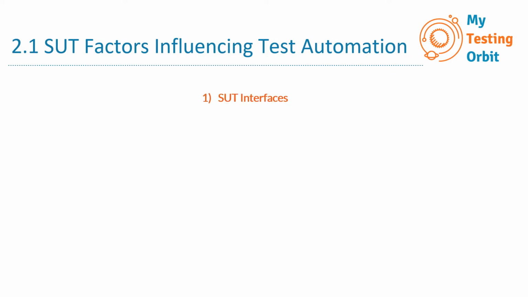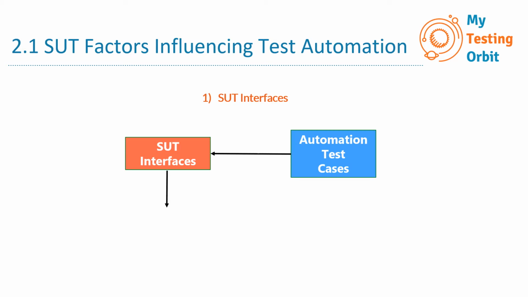The first one is SUT interfaces. When we are testing any SUT, like system under test, using automation, automated test cases are developed which call on actions on the SUT. In order to achieve this, SUT must provide an interface through which the system under test can be controlled and automated tests can be executed.